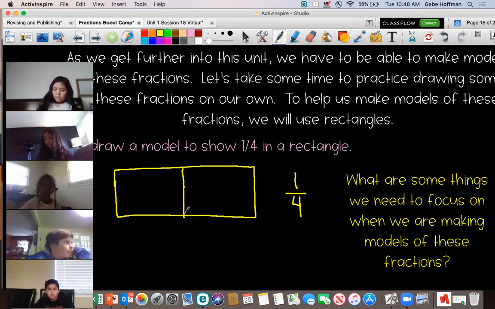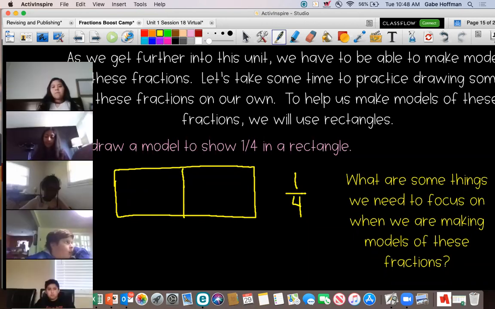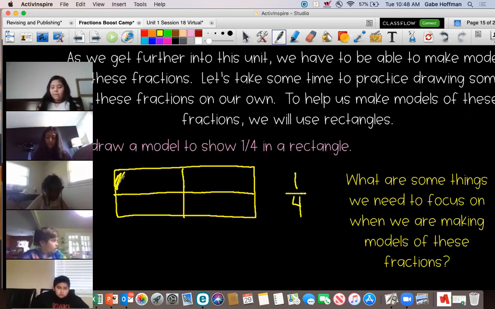Now there are 2 different ways I can make fourths from here. One of them is that I can draw a line straight across the middle horizontally too. Boom. And now I have 4 equal pieces. If I have 1/4, how many of those am I going to shade in, Guadalupe? If I have 1/4, how many pieces am I shading in? 1. 1, just 1, right? So right there is just one way to make 1/4.